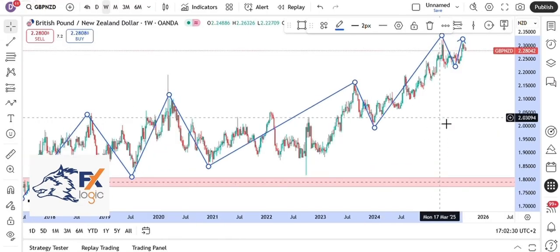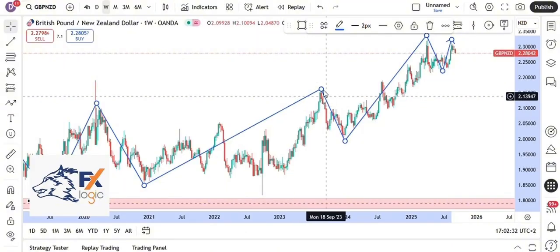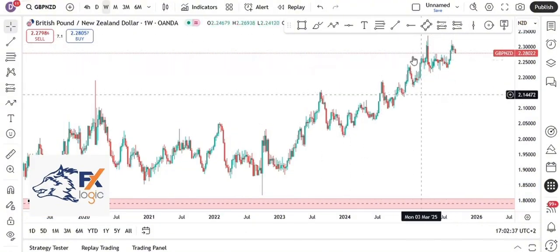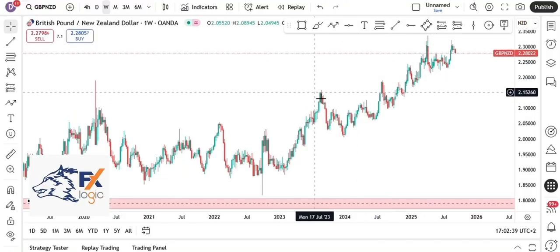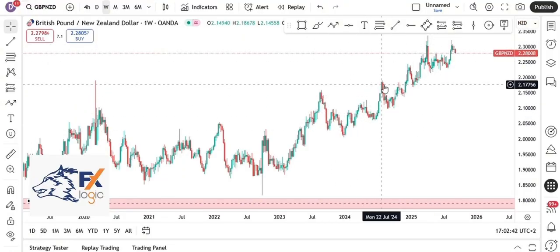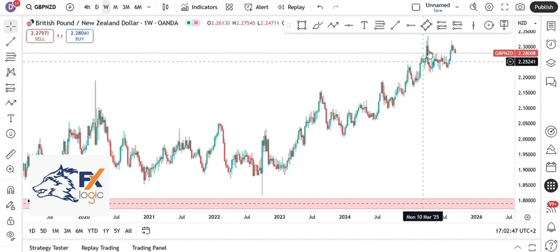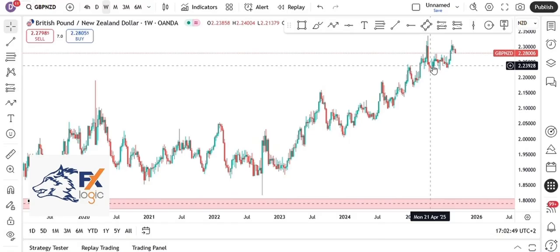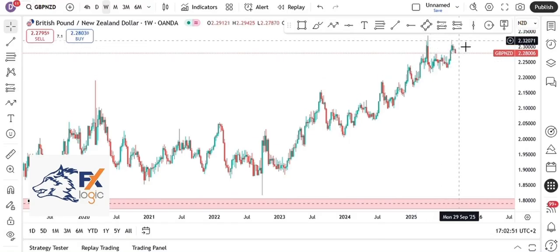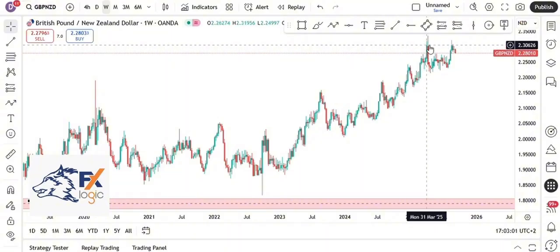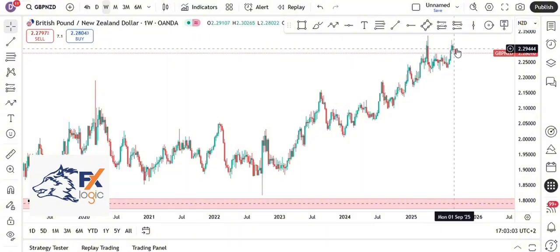So what are we doing here? We're focusing on the most current structure we can find. We can see this higher high, higher low, higher high, higher low, higher high, higher low. Here is our current higher high, and we're going to be taking a level here. We can't take this one because for this to be valid, we need a higher high, and this high is not higher than this. You can see that.